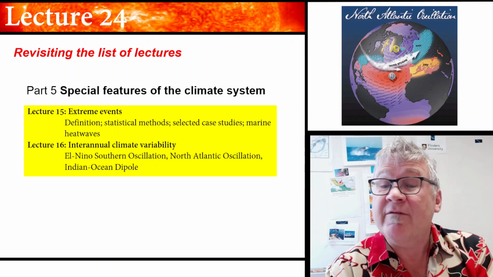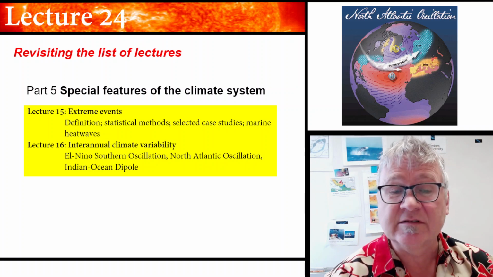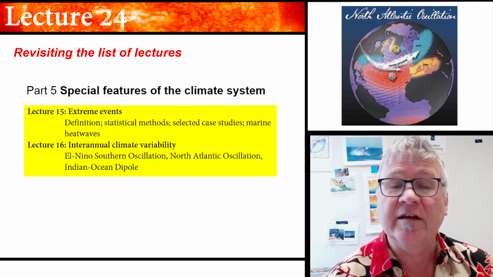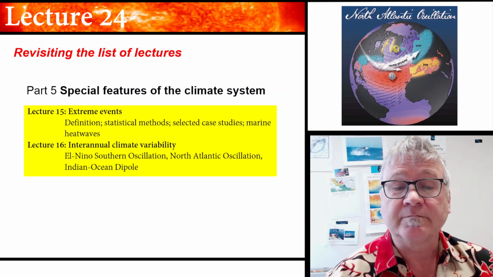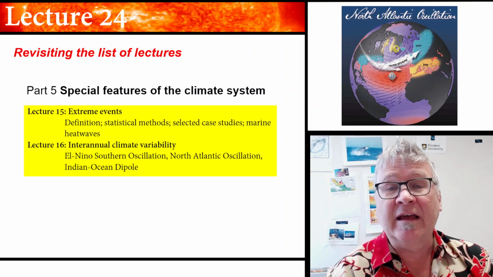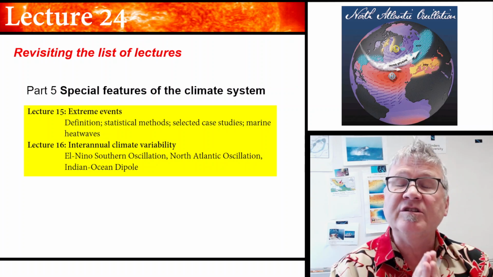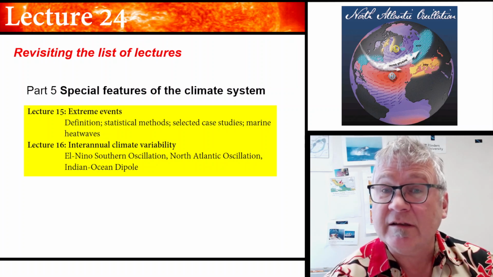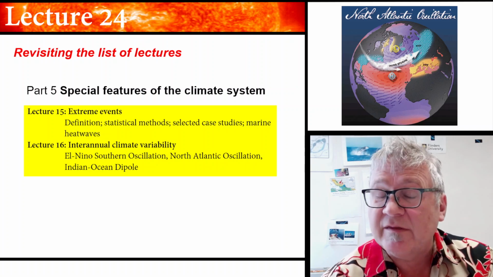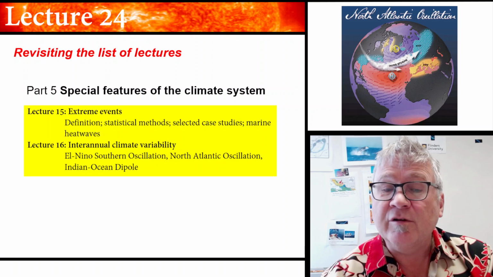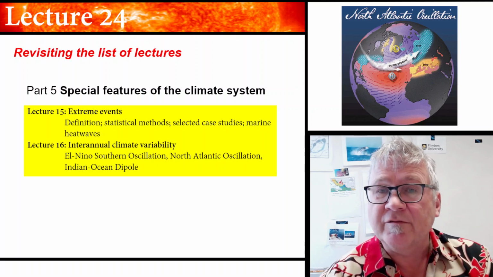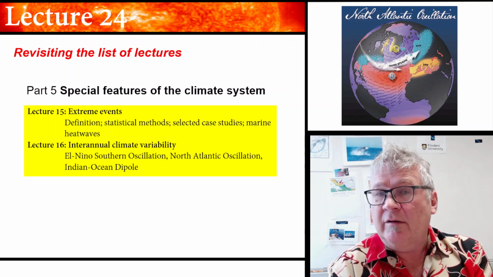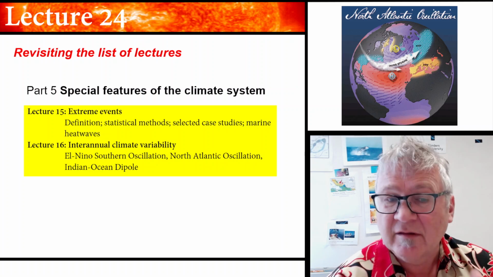Okay, extreme events, we looked at different examples, and I introduced you to key statistical methods that are used. And you learned then in lecture 16 about the El Nino Southern Oscillation, North Atlantic Oscillation, Indian Ocean Dipole. And that's very, very important to understand this interannual climate variability, these modes of this variability. Because it just determines the climate in so many countries, these variations.